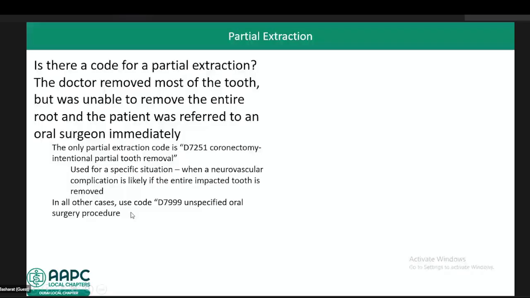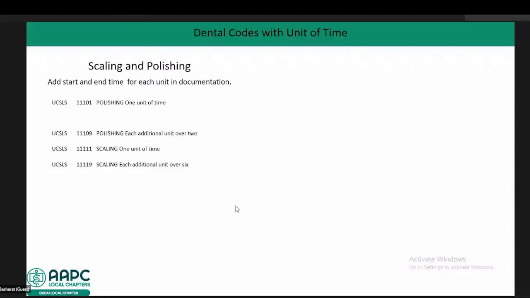So, some guidelines for Abu Dhabi. Again, for scaling and polishing, we need to document the start and end time. There are a lot of codes that need start and end time: scaling, polishing, microabrasion, palliative. So whenever the doctor bills any time-based code or a re-segmentation, for example, you need to specify the start and end time.